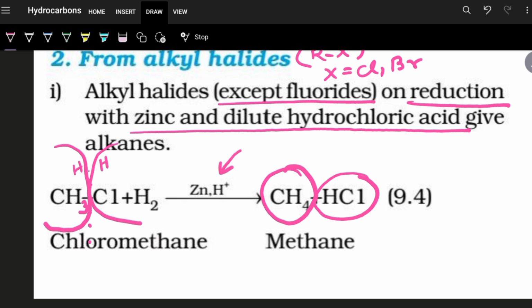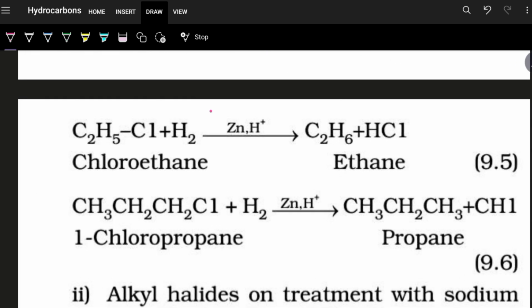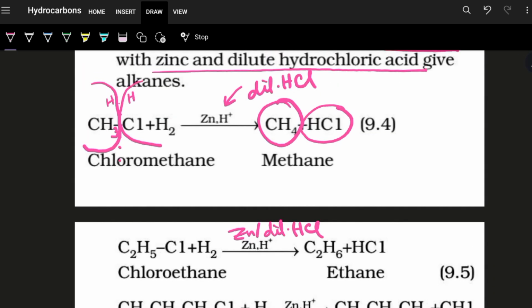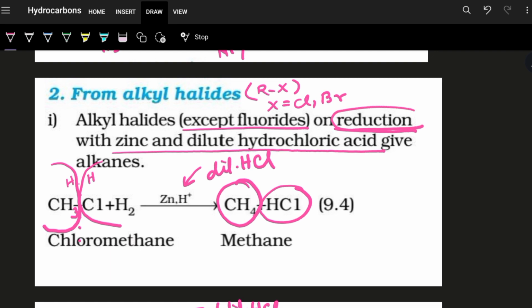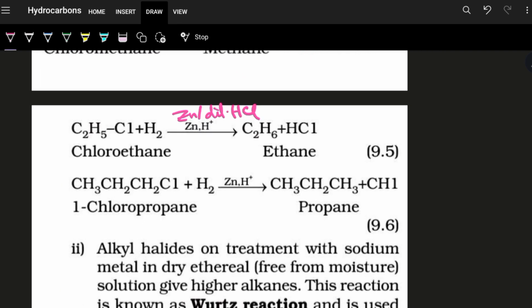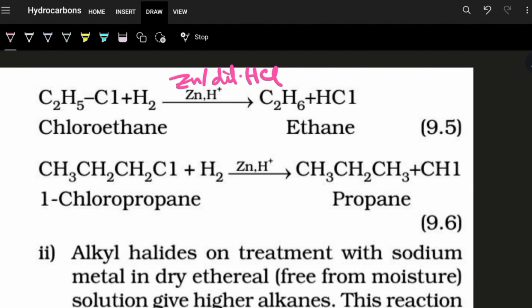So this is how you can obtain saturated hydrocarbon. Zn and H+. This H+ comes from dilute mineral acid like HCl. This one again, zinc and dilute HCl. In this presence, what you are seeing is reduction of the alkyl halide. So the main method is reduction, addition of hydrogen. Though it is not a double bond or a triple bond, it's all sigma bond, still the bond breaks in this manner and H gets added. So C2H5Cl gives you C2H6, that is ethane.